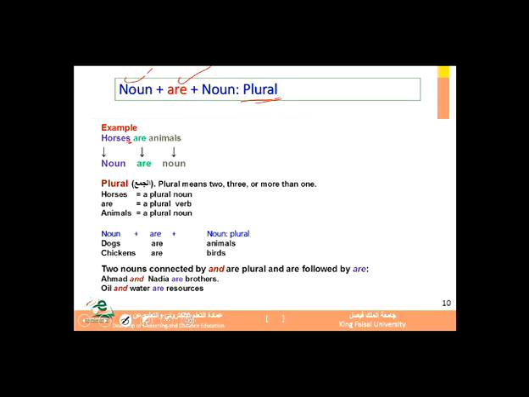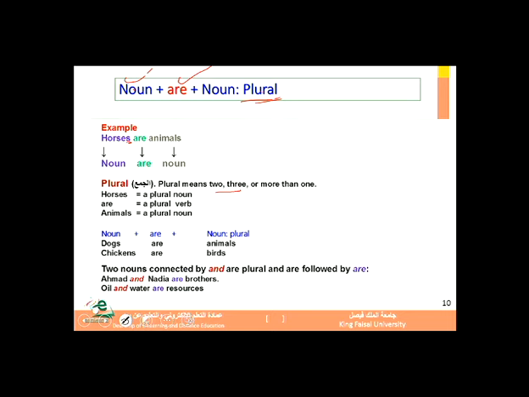The word plural means more than one. Plural means two or three or even more. The word horses in our example is a plural noun. The form of verb to be, are, is a plural verb, and animals is a plural noun. So this takes us back to the same rule: when you have a plural noun, use a plural verb. When you have a singular noun, use a singular verb.